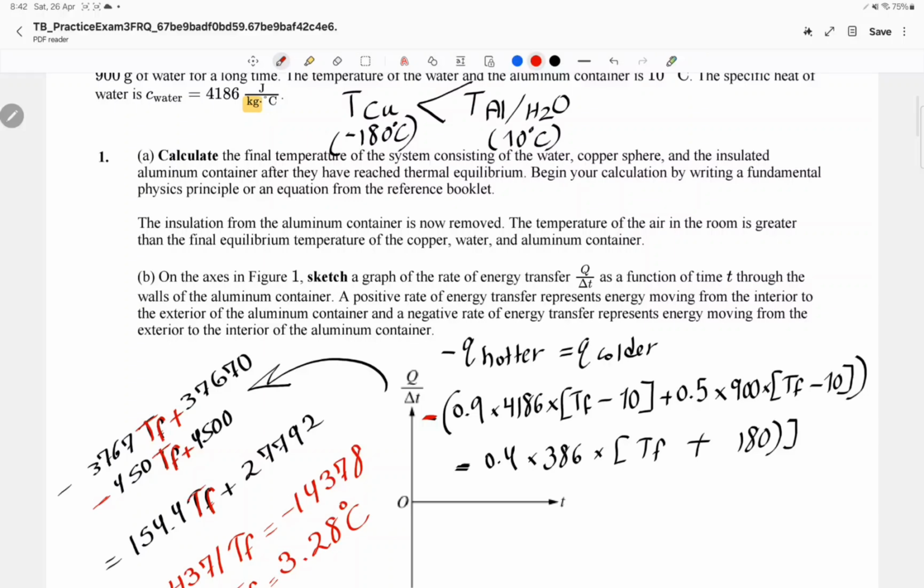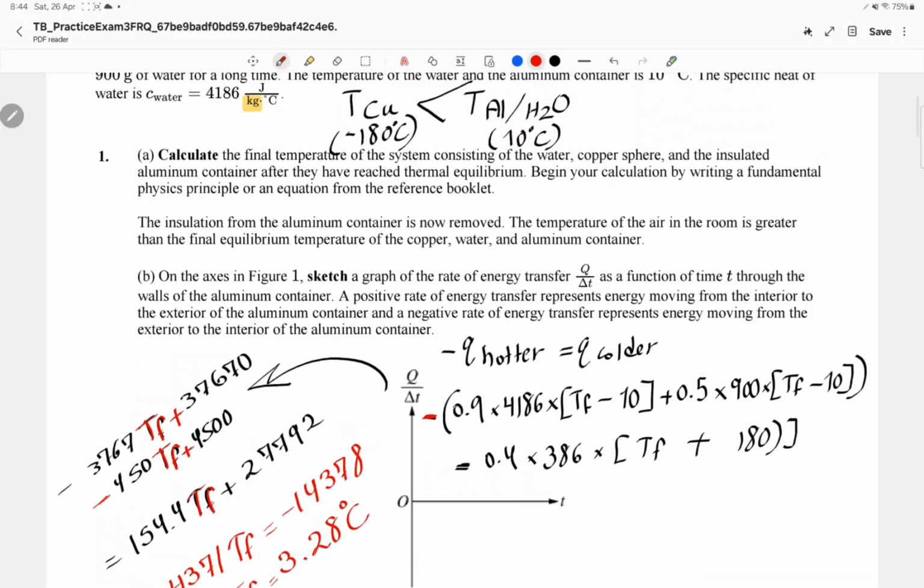Now that was part A, right? The insulation from the aluminum container is now removed. The temperature of the air in the room is greater than the final equilibrium temperature of the copper, water, and aluminum container. Sketch a graph of the rate of energy transfer as a function of time through the walls of the aluminum container. A positive rate of energy transfer means from the interior to the exterior. Negative means from the exterior to the interior.